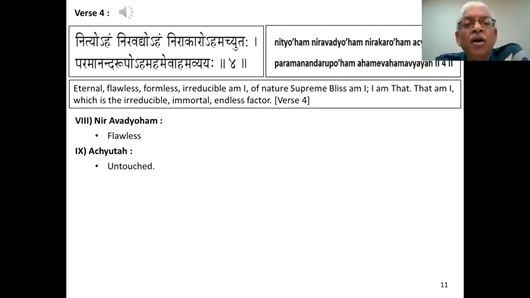Niravadyoham we have seen, Nirakaro we have seen in the previous verse, Achyuta also we have seen. Achyuta means it is untouched, similar to Asangoham. Here Niravadyoham means again flawless. Body has got flaws, mind has flaws, but this Atma is Niravadyoham, flawless by nature. Achyuta means again untouched. Untouched means it is untouched by anything which we see at the matter level.